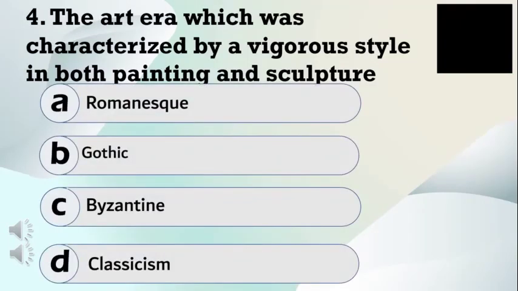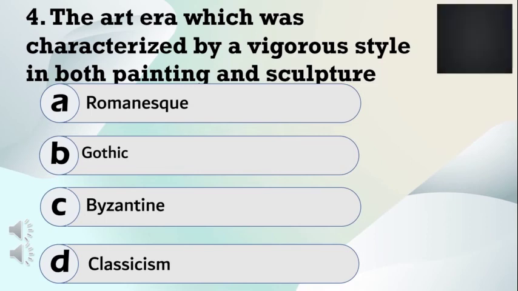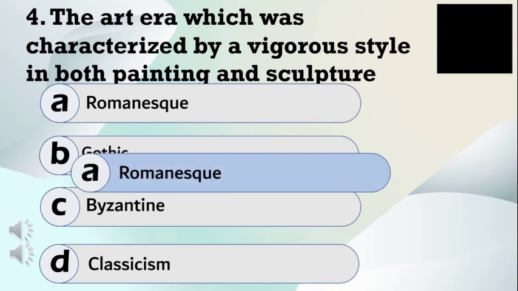Gothic. Number 4. The art era which was characterized by a vigorous style in both painting and sculpture. A. Romanesque. B. Gothic. C. Byzantine. D. Classicism. For number 4, the correct answer is letter A.